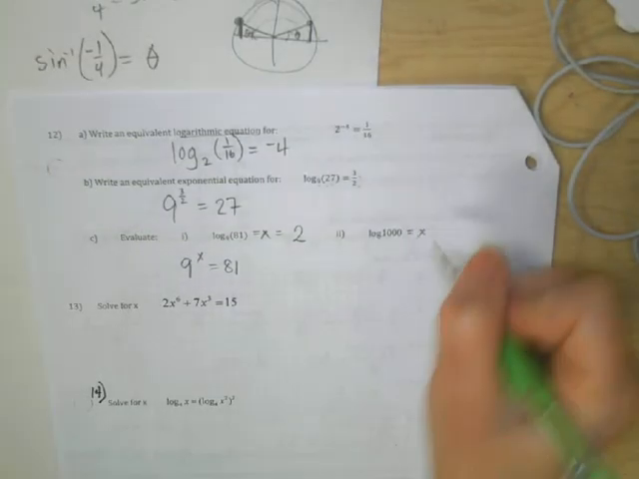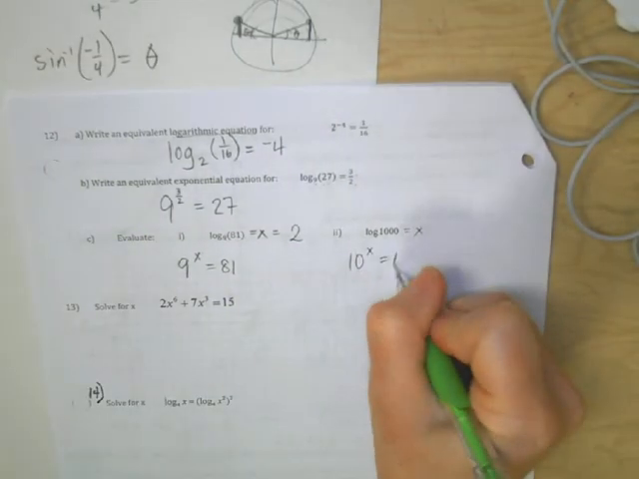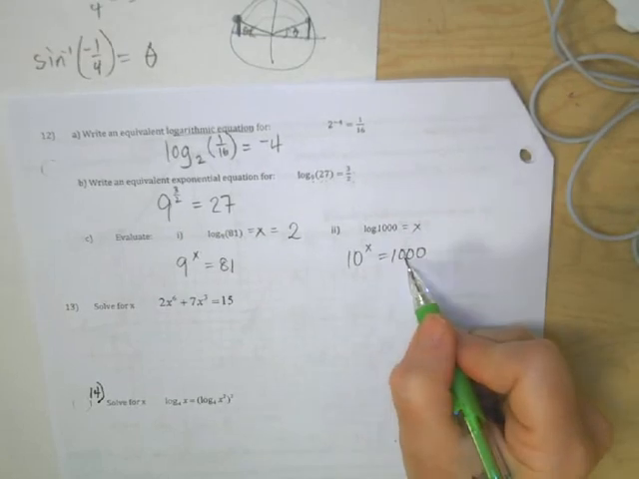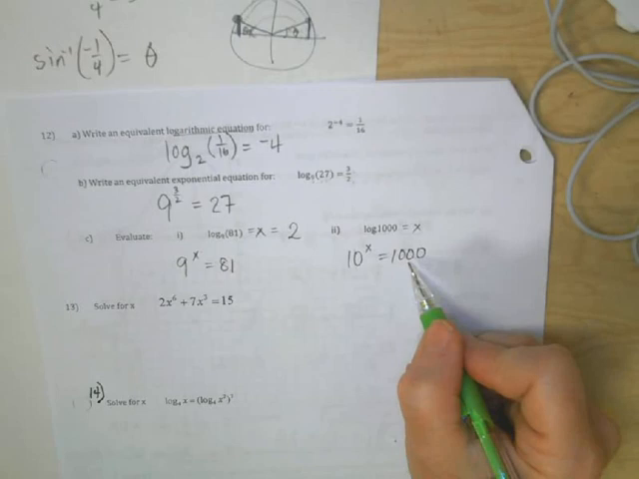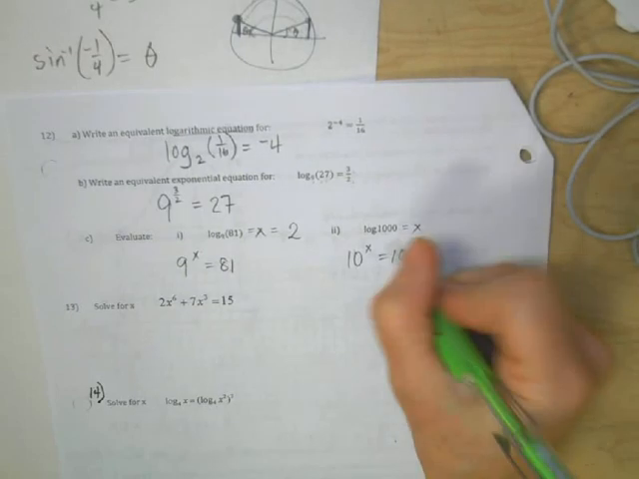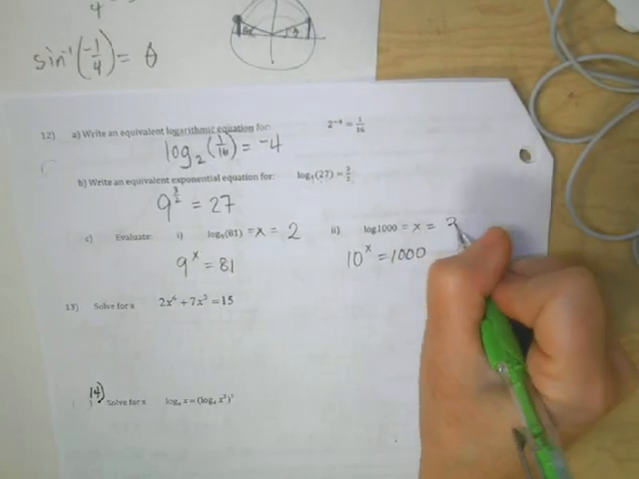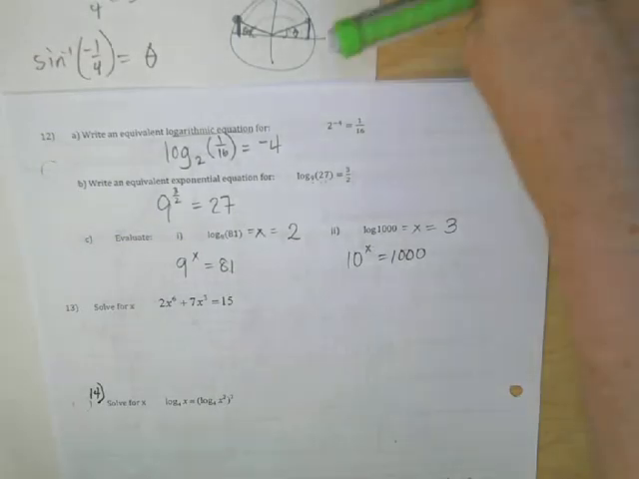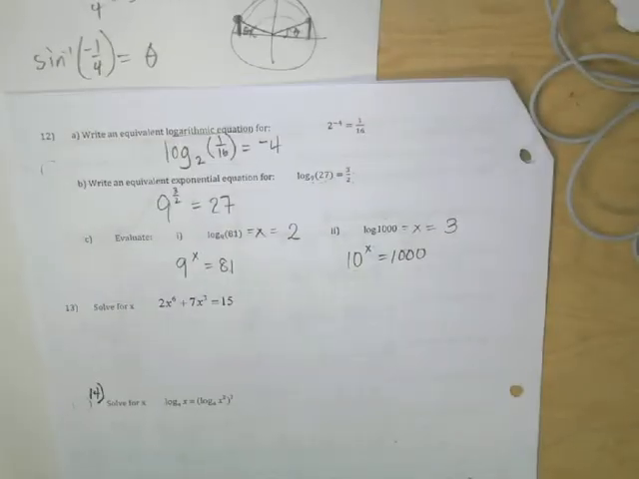Okay, if it doesn't give me a base, the invisible base then is 10. So this is 10 to some exponent is equal to 1,000. Okay, so again, I can just do this by inspection. There's 3 zeros, so I know that x is 3. So log base 10 of 1,000 is just equal to 3.